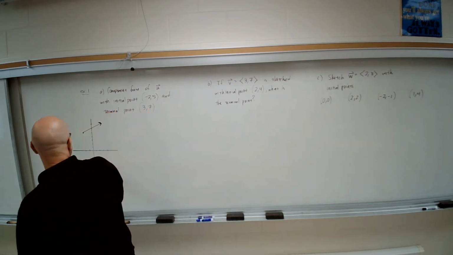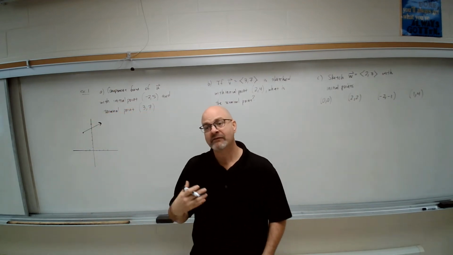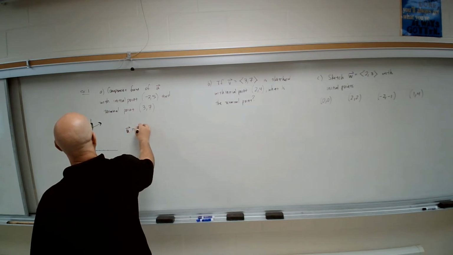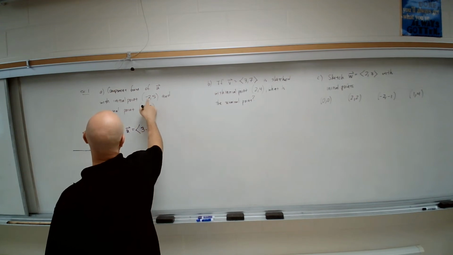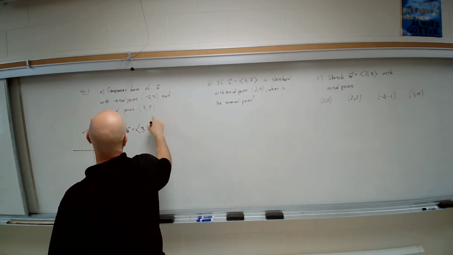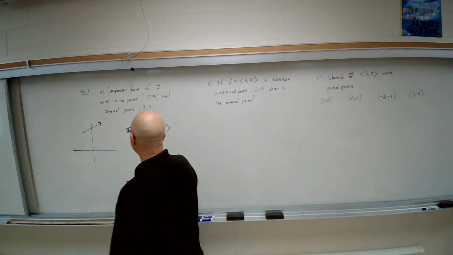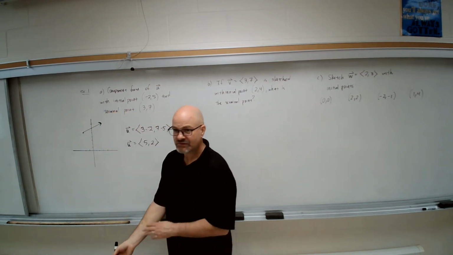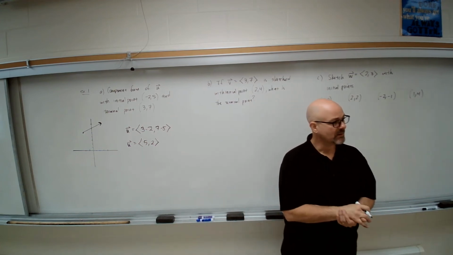So we could see that we went over 1, 2, 3, 4, 5 units, and we went up 2 units. So I expect the component form to be <5, 2>. Let's check the math here. Vector u has component form: the terminal x, which is 3, minus the initial x, and then the terminal y minus the initial y. That's going to give us <5, 2>, just as we expected. So the vector goes 5 to the right and 2 up.